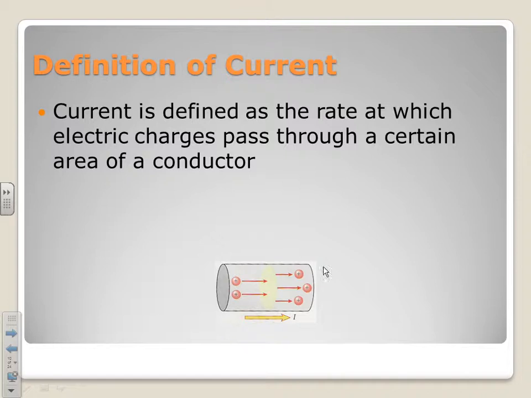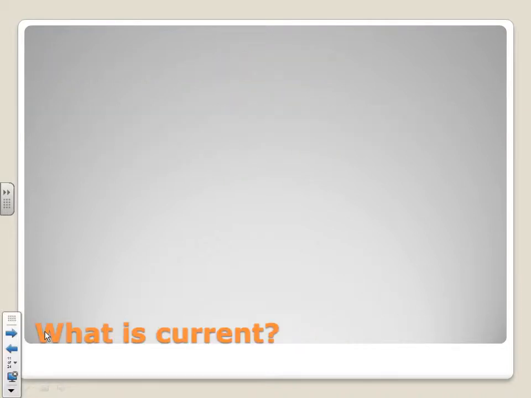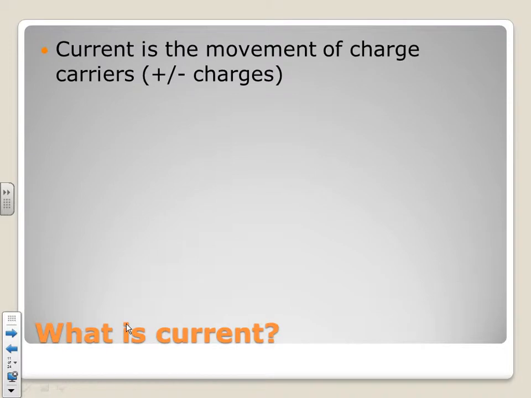This picture down at the bottom illustrates the idea of current, but it can be a little misleading depending on how we define current. So, a couple of things you need to know about current. First, current is the movement of charge carriers. Could be positive, could be negative.